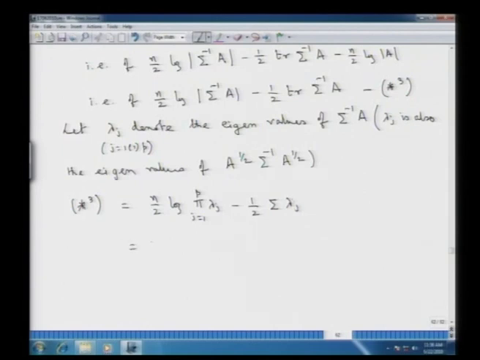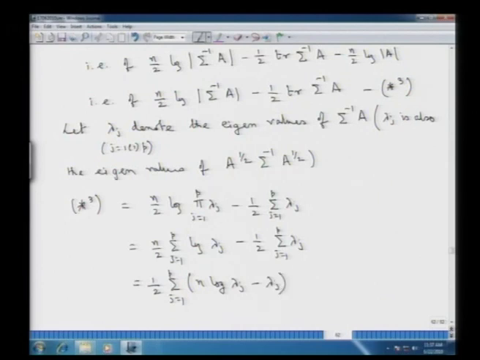So, this is equal to n by 2. Now, the log of this product is a summation of the log of lambda j terms, this minus half summation of lambda j. These summations are j equal to 1 up to p. So, this is equal to half summation j equal to 1 to p of n times log lambda j, this minus, so we have taken this half outside, what remains is this lambda j, right.